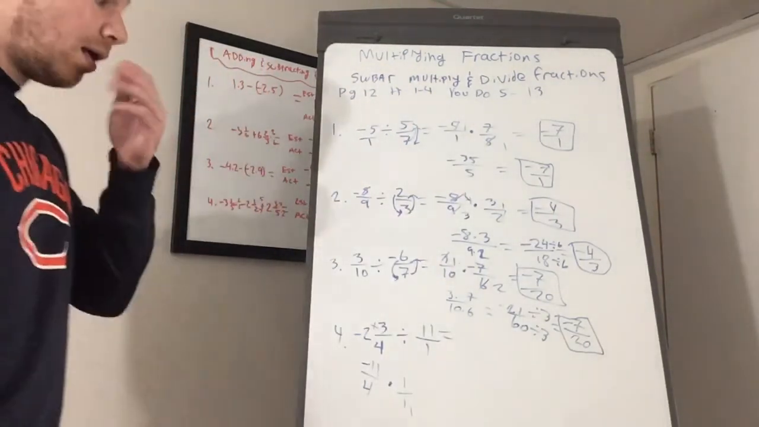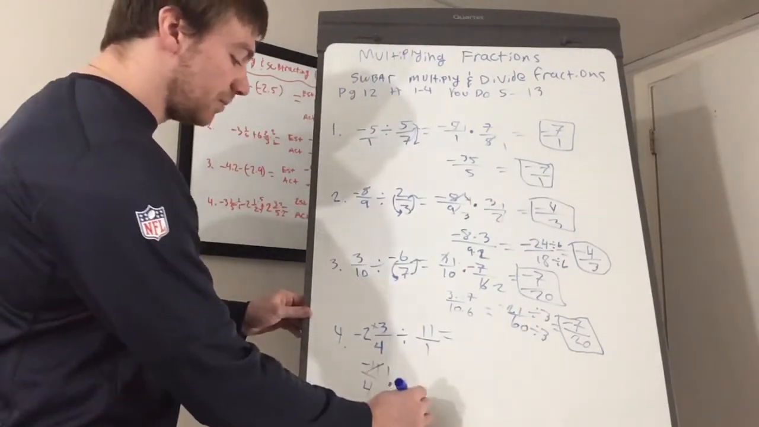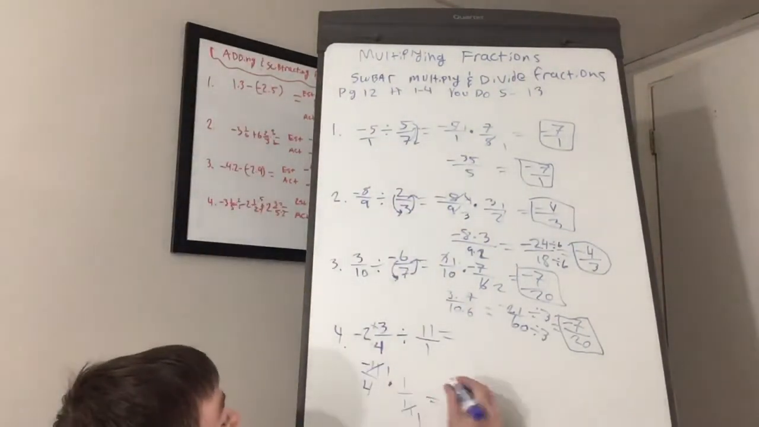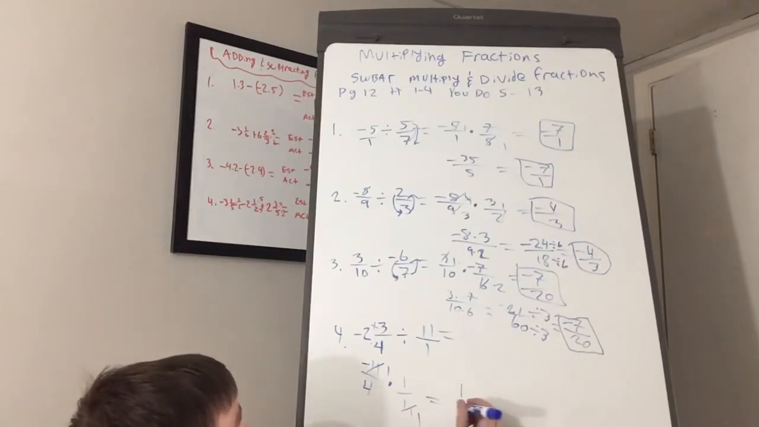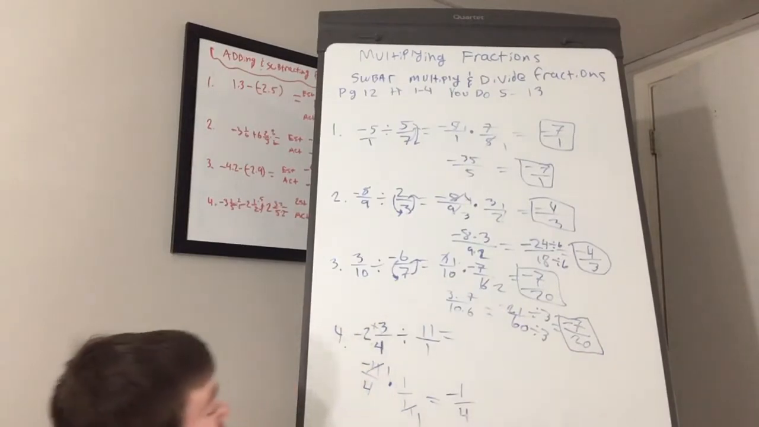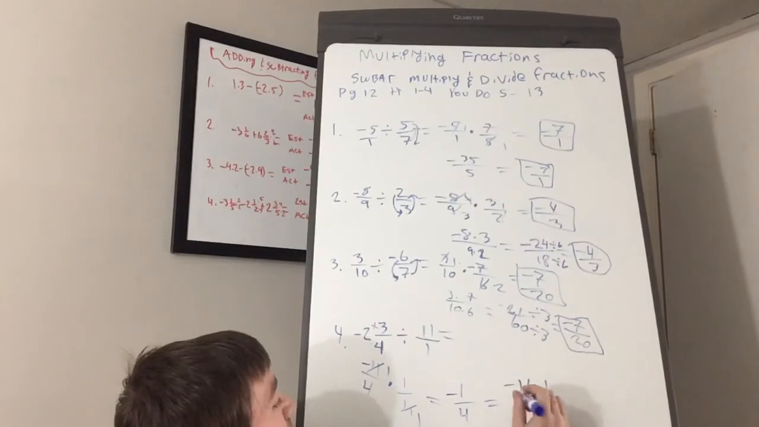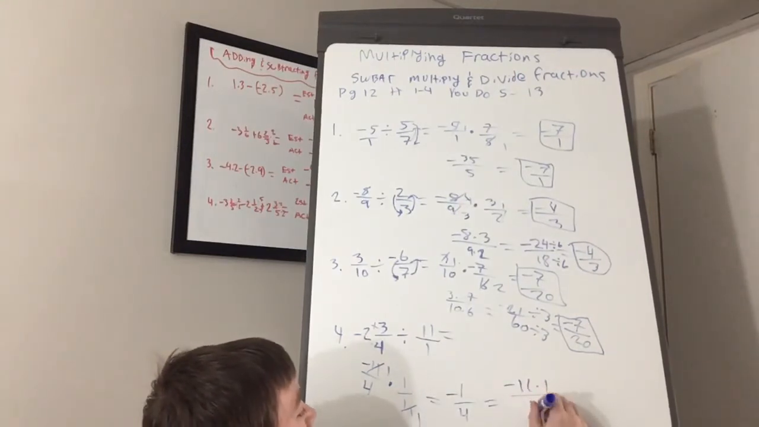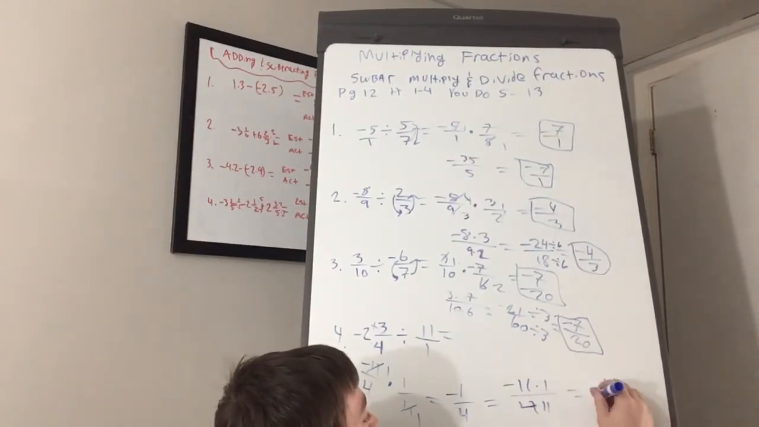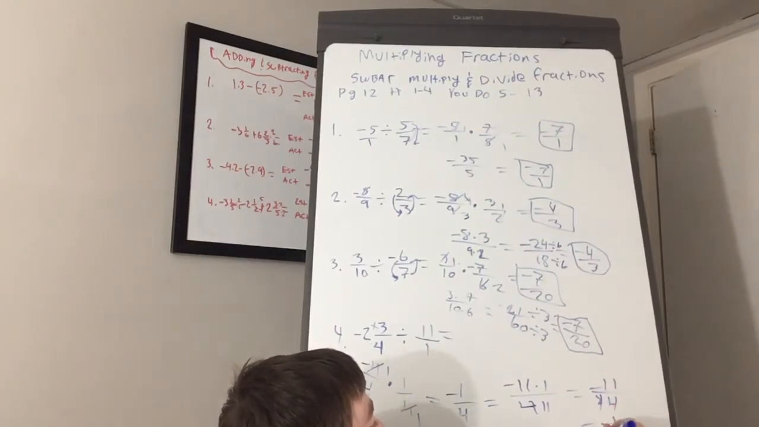Now that's real easy. Everybody should be able to see 11 over 11 becomes 1, right? So now you just end up with 1 times 1 is 1, 4 times 1 is 4, and there was a negative there, so it's negative 1 over 4. Or if you want to just do it straight across, you do negative 11 times 1 over 4 times 11, which gives you negative 11 over 44. Simplify this, divide by 11 out of both, and you'll get negative 1 over 4.